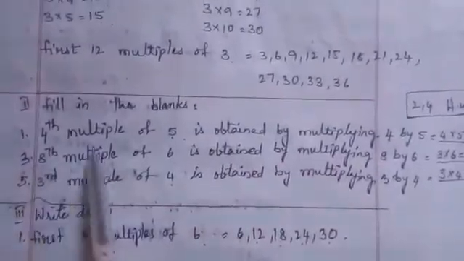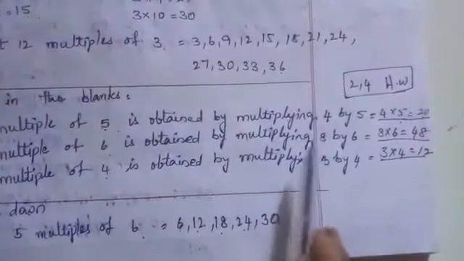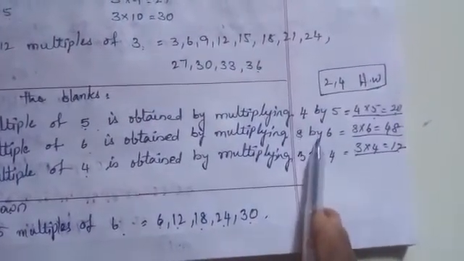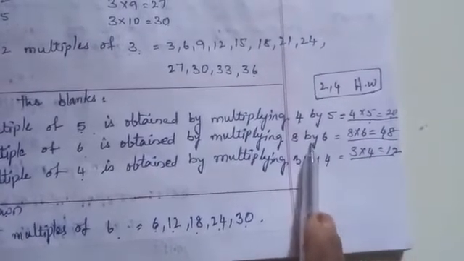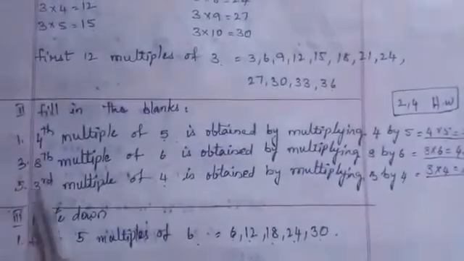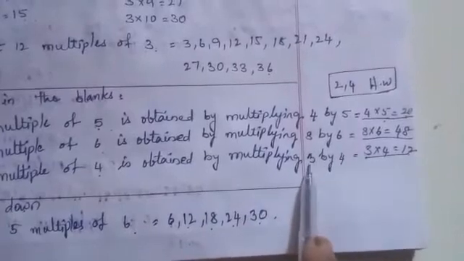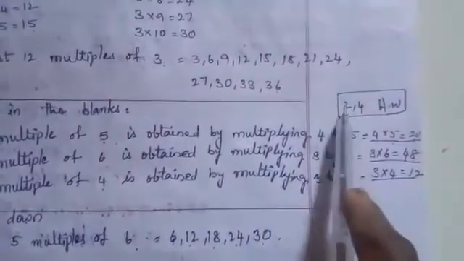Next is eighth multiple of 6 is obtained by 8 by 6, that is 8 into 6. By is nothing but multiplication. 8 into 6 is 48. Third multiple of 4 is obtained by multiplying 3 into 4, that is 12. Children, second and fourth are for homework.